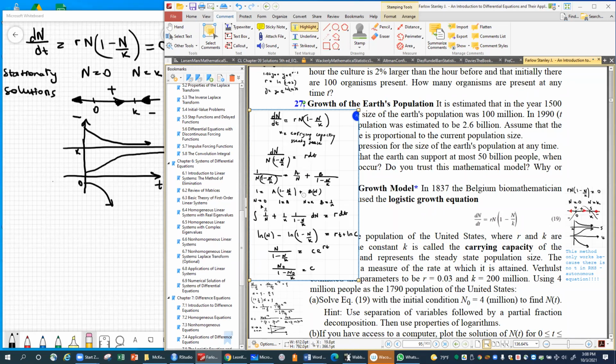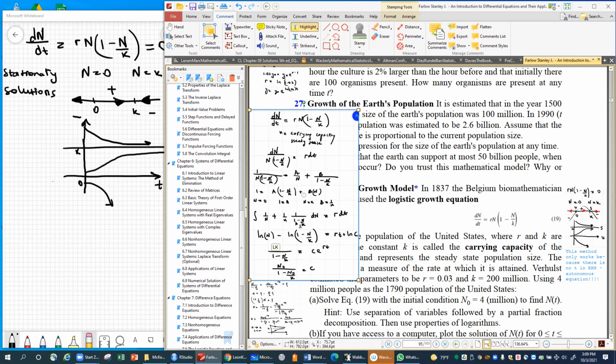And if you set n equals 0, then this is gone, and you get a equal to 1. And if you set n equal to k, so that this one is gone for n equal k, your b is equal to 1 over k. So you get this expression. And good news is that this you can integrate.